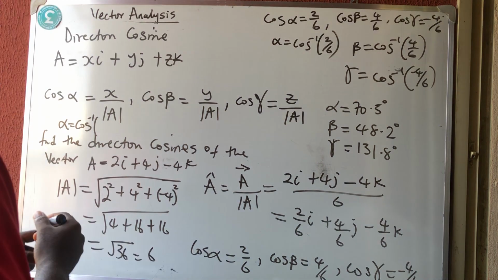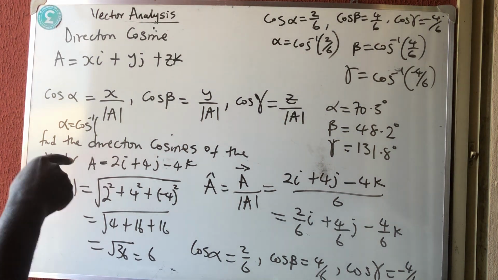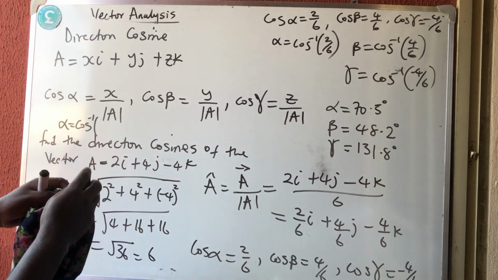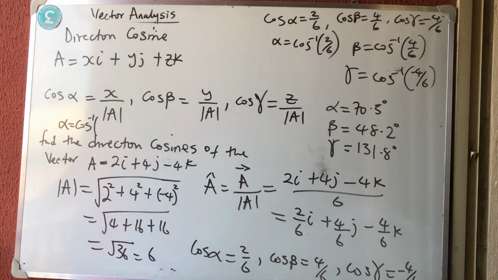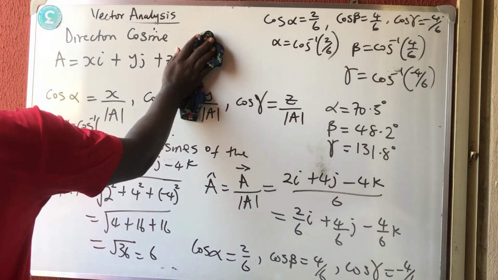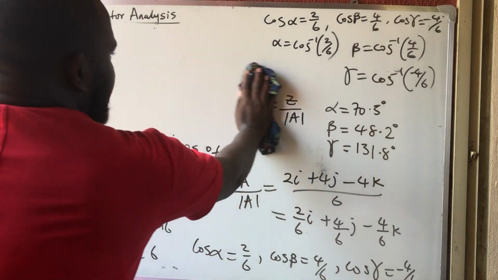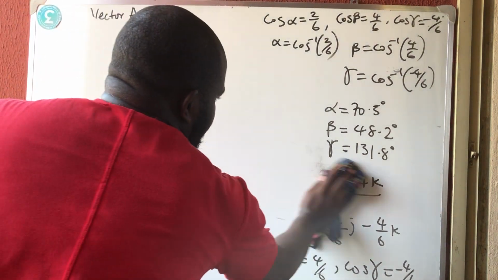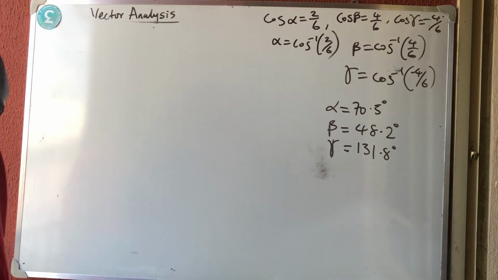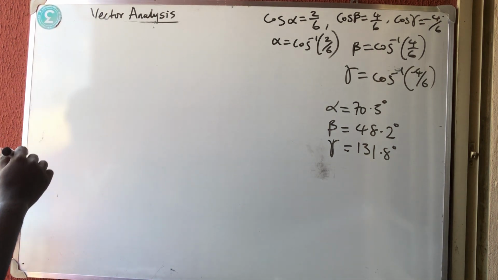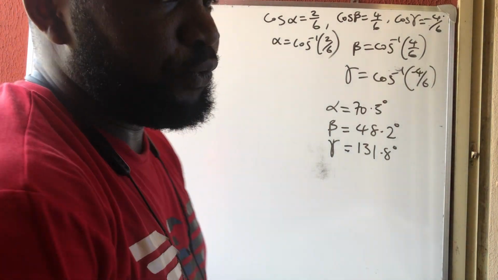So that is how to get the direction. That is why it is called direction cosine. You need to get the direction, the angle where that thing is going. The angle of each of these components is called the direction cosine. So that is how to get that. The unit vector can easily help you to get it. The next thing we are entering is the product of two vectors.